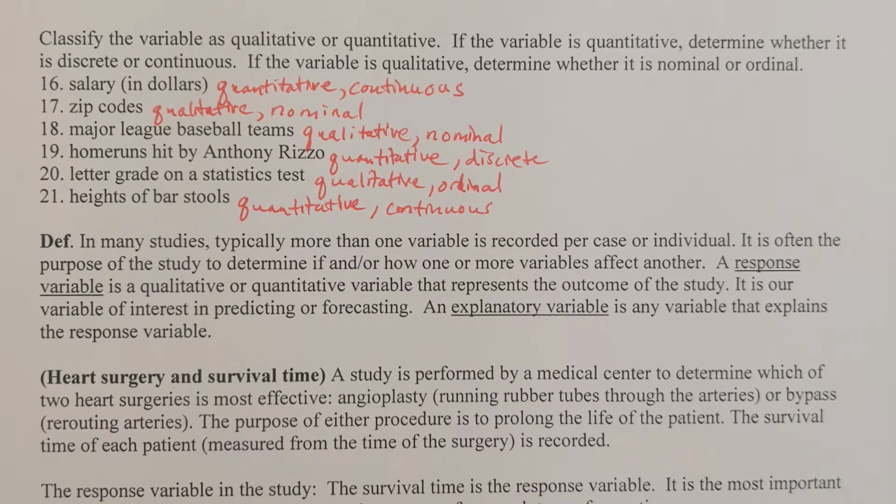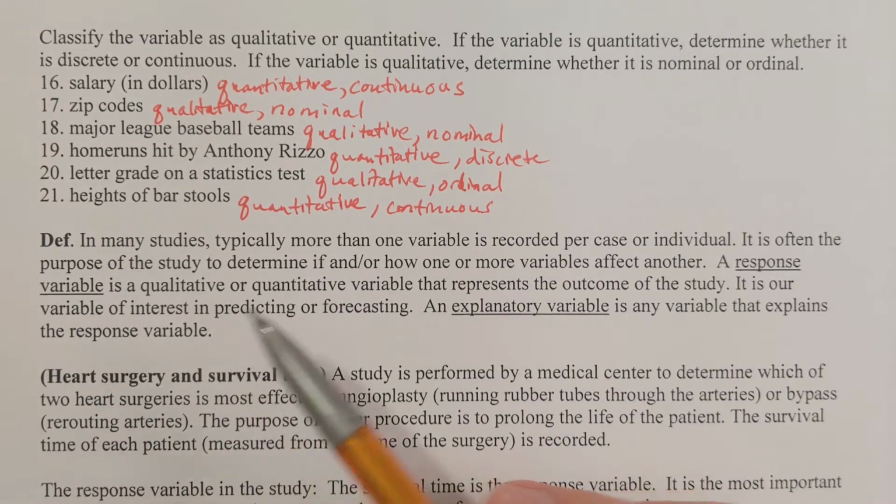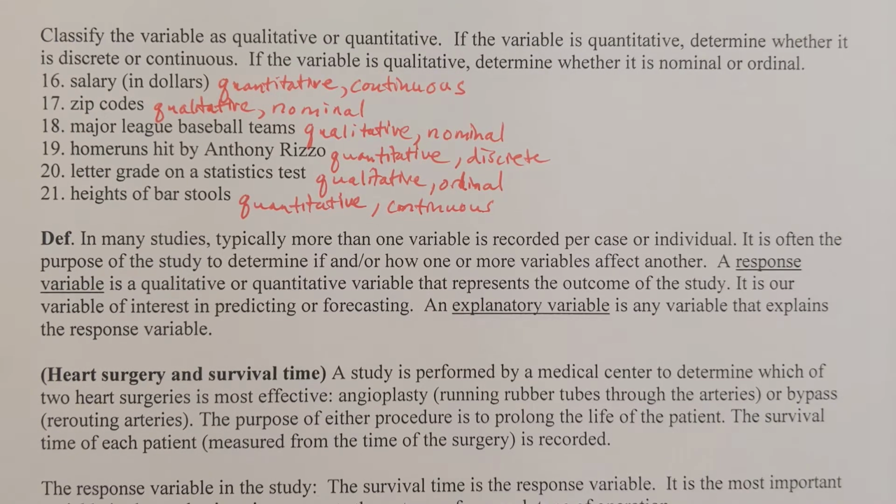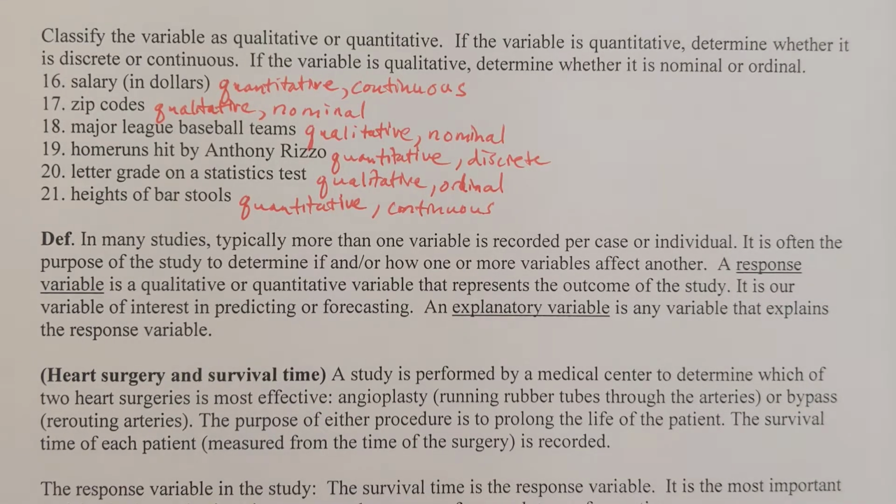Okay, we're still in the chapter 1 notes here, so I'm going to pick up with this definition. It says, in many studies, typically more than one variable is recorded per case or individual. It's often the purpose of the study to determine if and/or how one or more of the variables affect each other. A response variable is a qualitative or quantitative variable that represents the outcome of the study. It's our variable of interest in predicting or forecasting. And an explanatory variable is any variable that would explain the response variable.